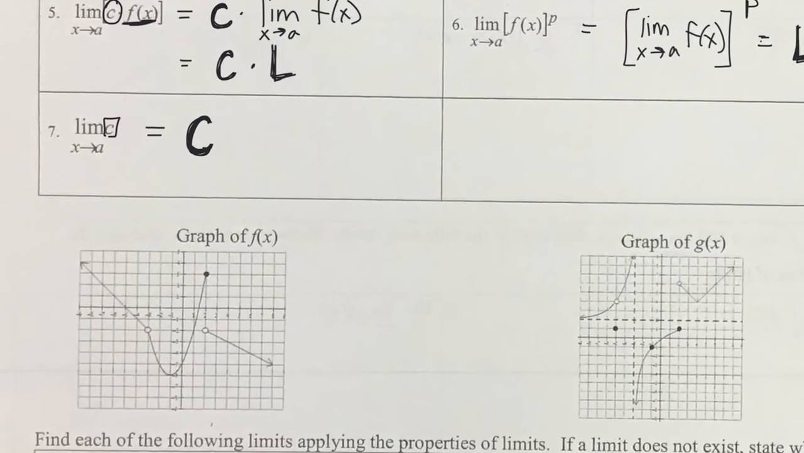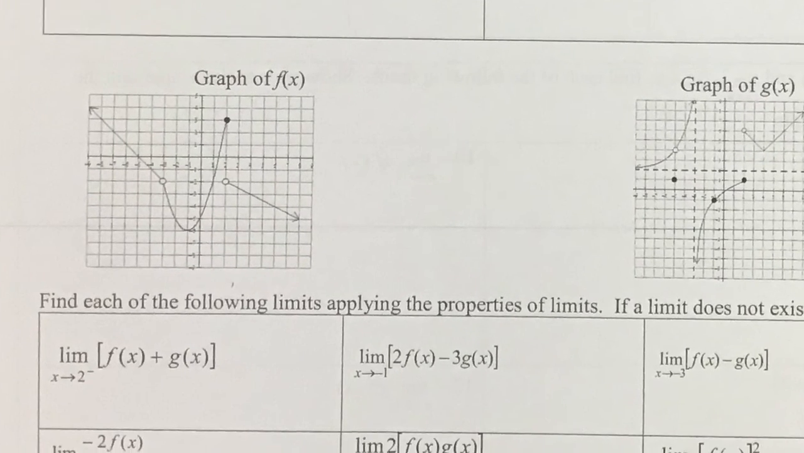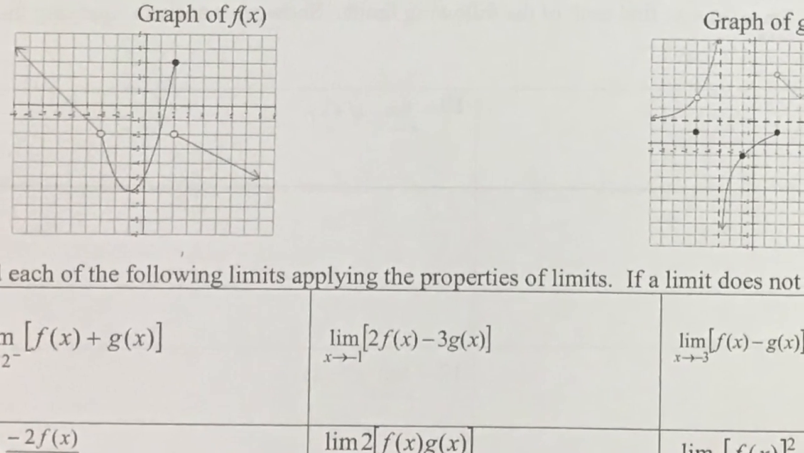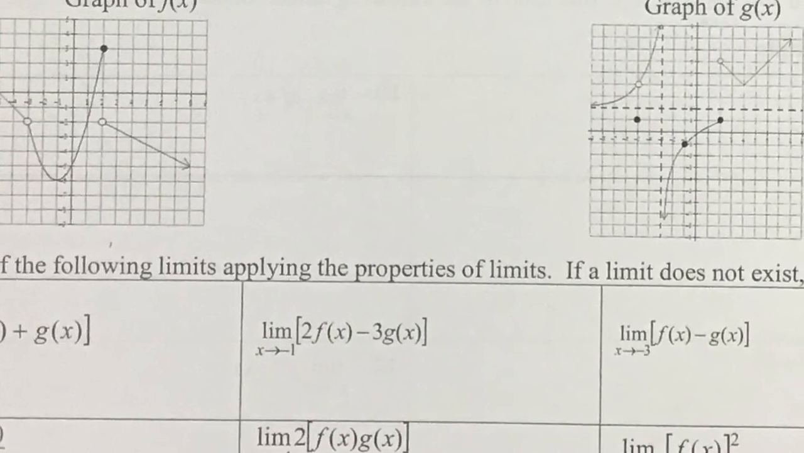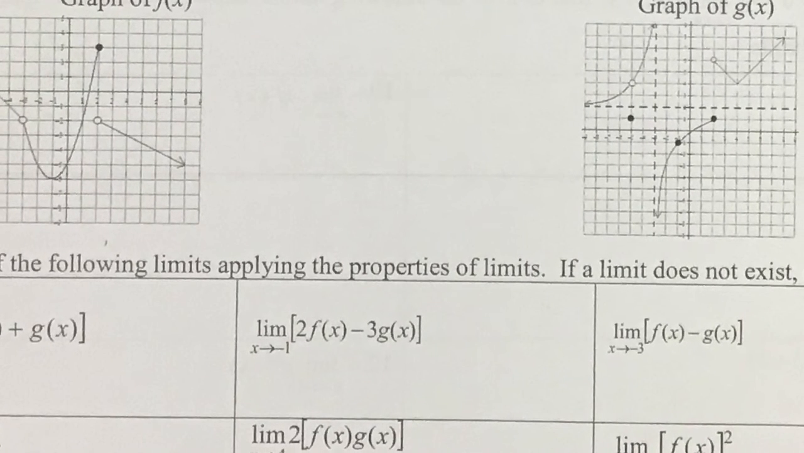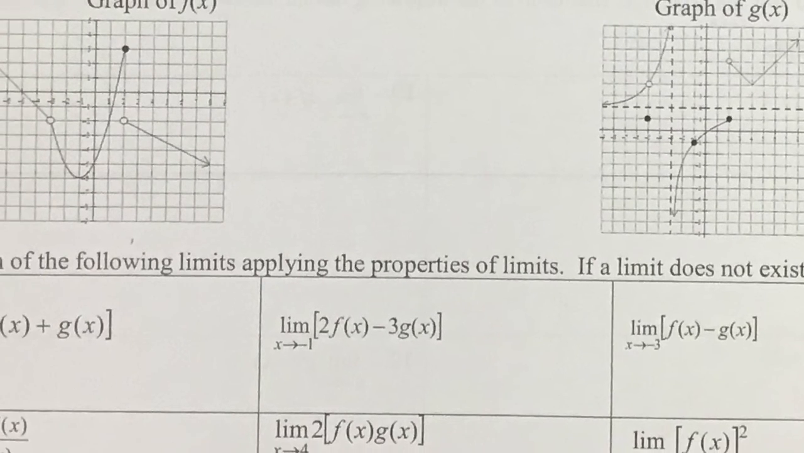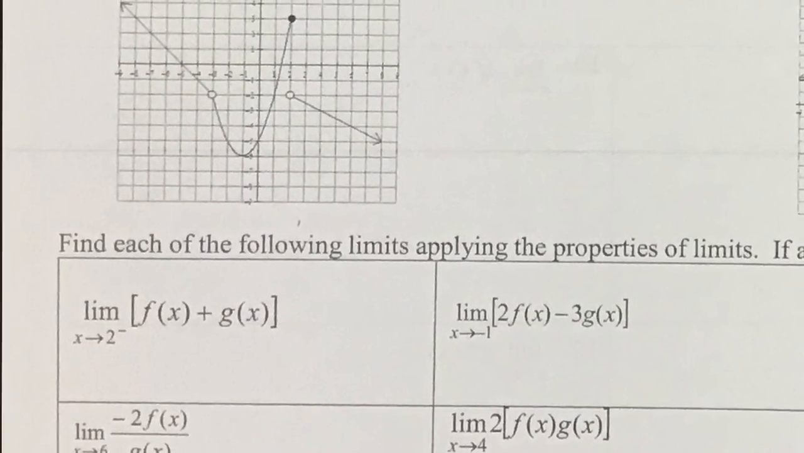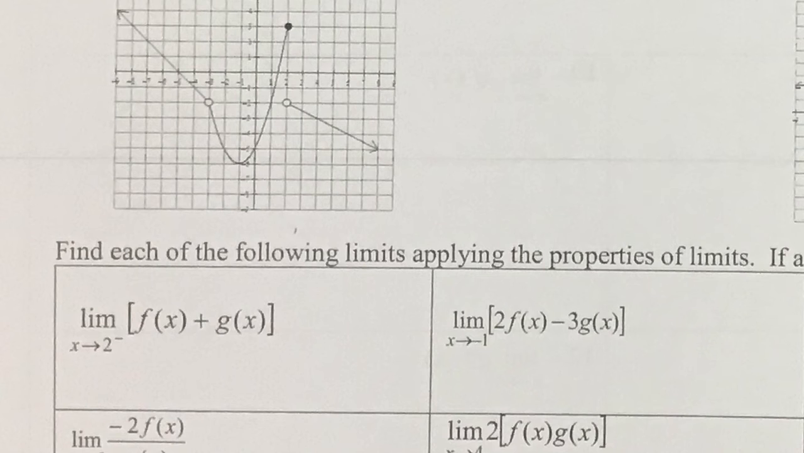So let's look at some problems. Here we have two graphs. We have the graph of a function I'm calling f on the left, and we have a graph of a function I'm calling g on the right. Okay, and we're going to try and find the limits using the limit properties. So the first one says, what is the limit as x approaches 2 from the left? As x approaches 2 from the left. So looking at f, what is the limit as x approaches 2 from the left for f?